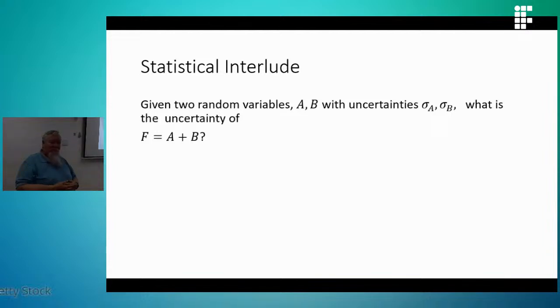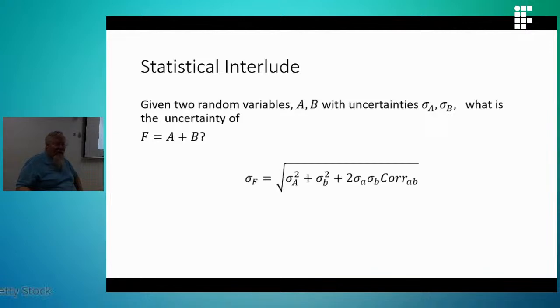Just tell me something that sounds reasonable. It's going to be bigger than A plus B. Actually, it's going to be smaller. So here is the answer. It's going to be that whole thing there. This is the uncertainty from the first term. That's the uncertainty from the second term.